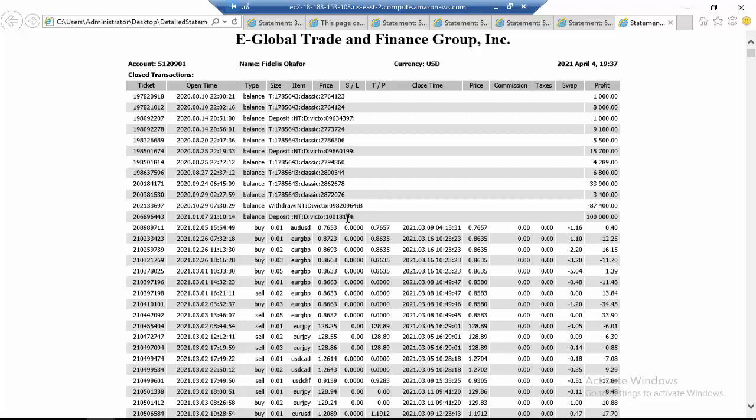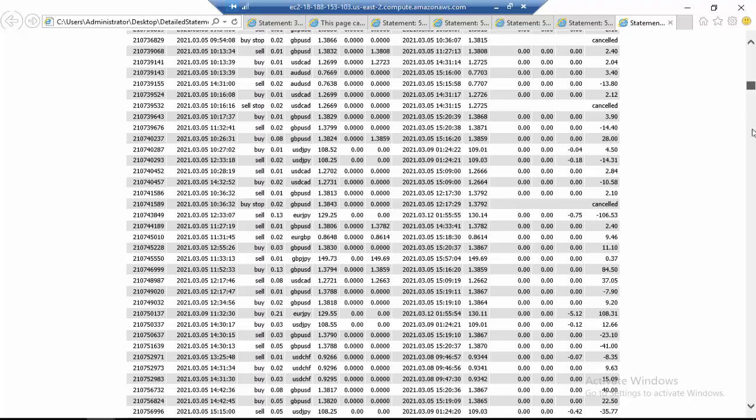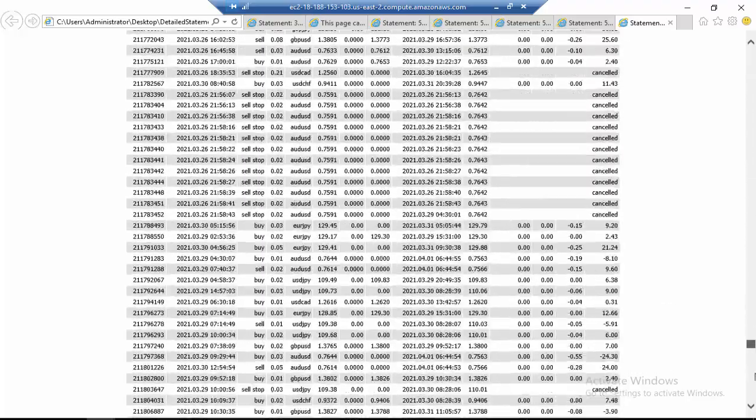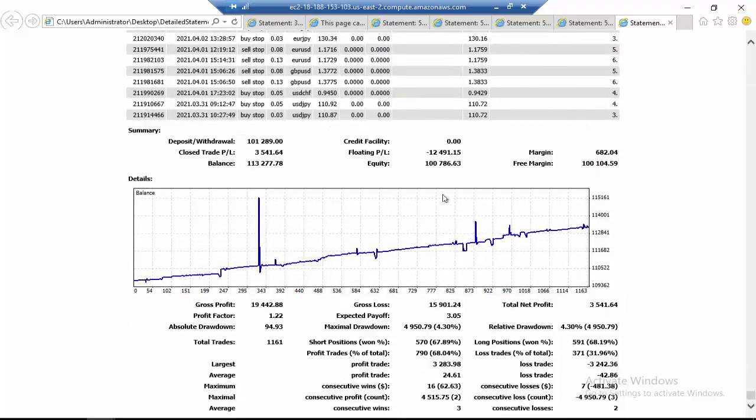But this $1,000 was deposited on January 7 this year, which is the date. There's nothing hidden here. You can see it here. That's when I deposited it, and the software has been trading it till today that we extract it, and this is what we have as of today.